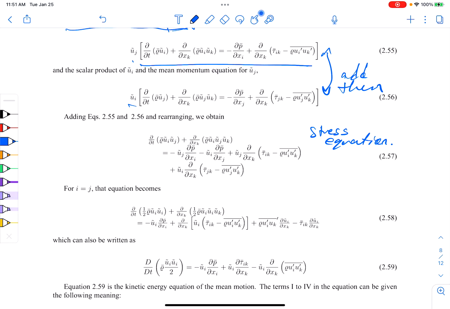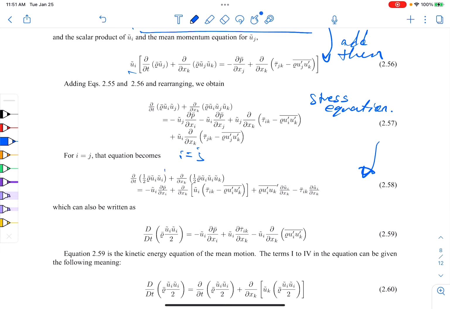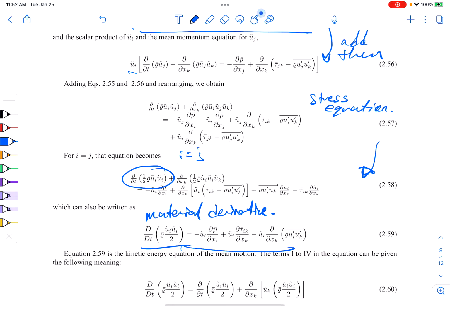And we often formulate our models in terms of turbulent kinetic energy. So if we set i equals j, then 257 becomes 258. And now you'll look at the term on the left-hand side. We have ui, which we would sum from 1 to 3. It's like the trace of that Reynolds stress, if you will, and we're getting that mean kinetic energy. The left-hand side you can write as a material derivative, which is nice right there, and there's expanding it out.